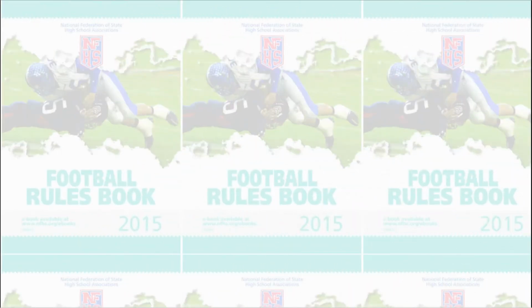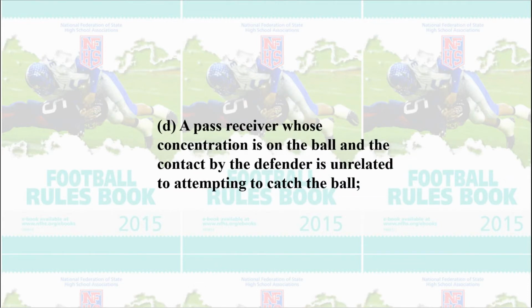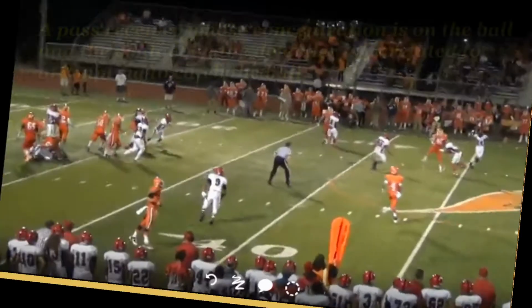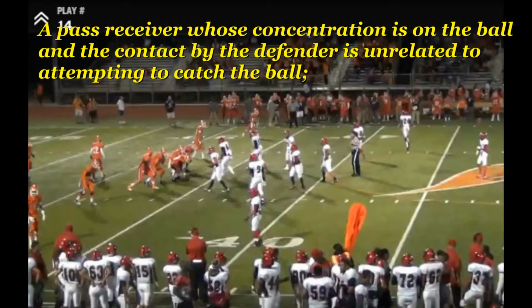We know from our discussion in Part 2 of this video series that a defenseless player is a player who, because of his physical position and focus of concentration, is especially vulnerable to injury. We also know from the casebook that examples of defenseless players include a pass receiver whose concentration is on the ball and the contact by the defender is unrelated to attempting to catch the ball, and a pass receiver who is clearly relaxed when he has missed the pass or feels he can no longer catch the pass. Now let's look at some examples of personal fouls for excessive contact on a defenseless player.